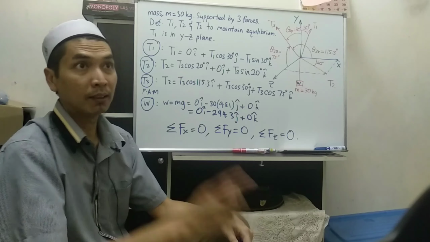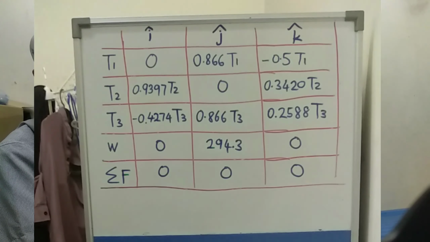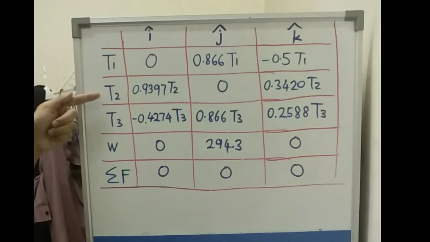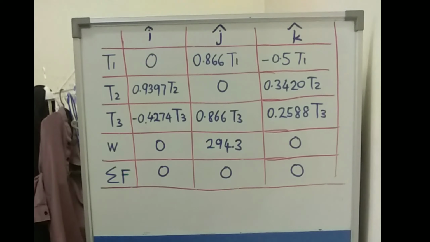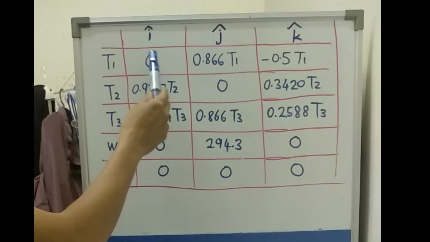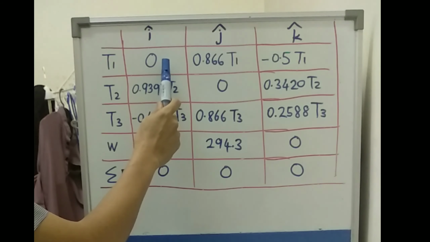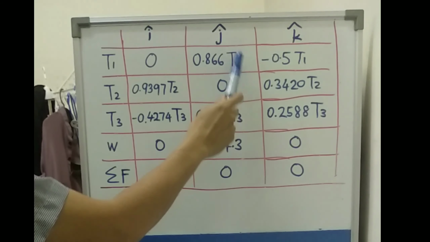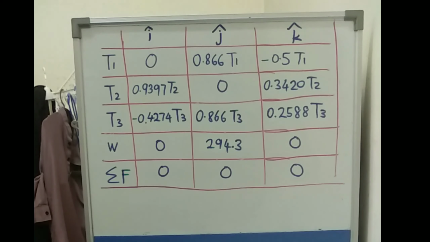Okay, we will proceed with the table after this. This is the table that we can form from the four forces that we have before: T1, T2, T3 and W. We can collect all the components: for T1, 0 for the I component, 0.866 T1 for the J component, and negative 0.5 T1.